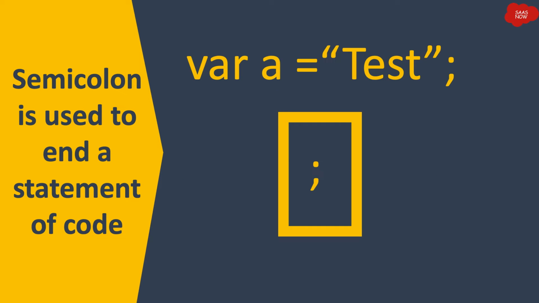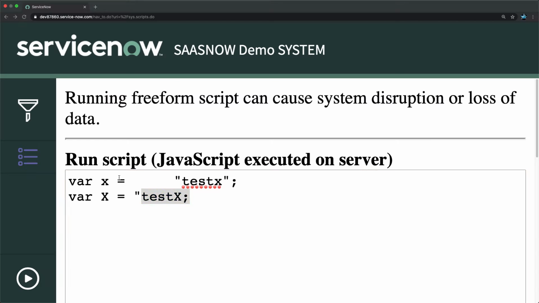So the next is semicolon. Now in JavaScript, every statement of code ends with a semicolon. If you are putting a semicolon, that means that line of code is completed. As you can see here, I have this var x equal to test x, and this is what I am putting here. So this is basically ending this line of code. Whenever you want to end any line of code or statement, you can just put a semicolon. It's kind of a period, a stop for any kind of statement in JavaScript.